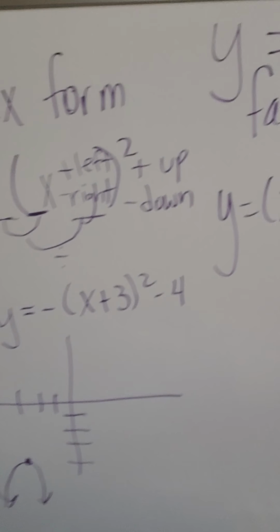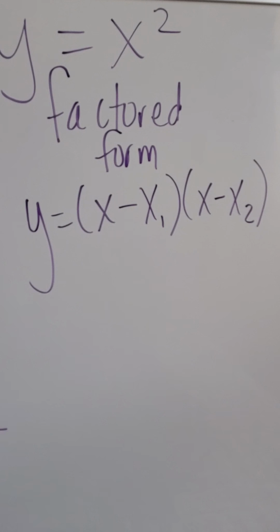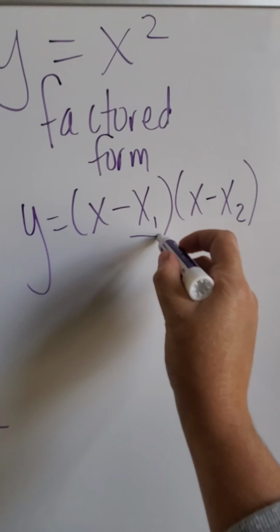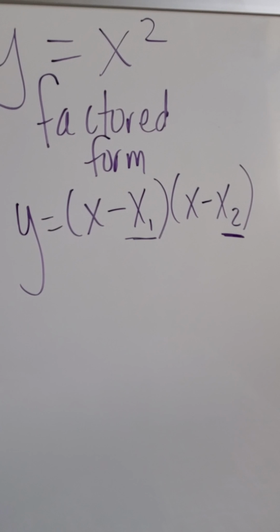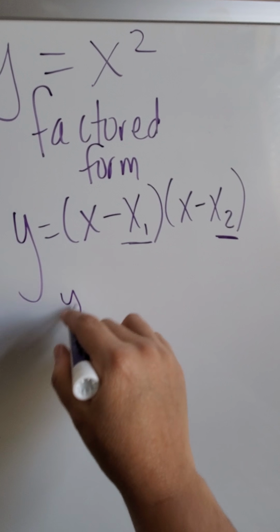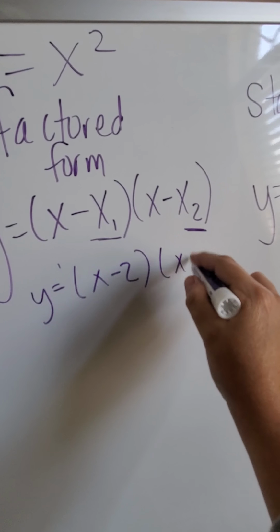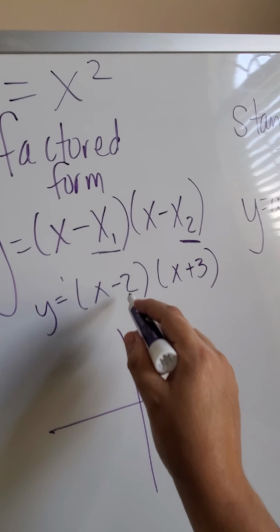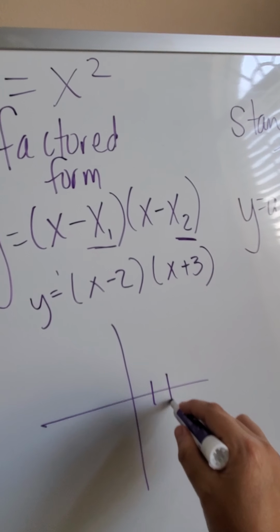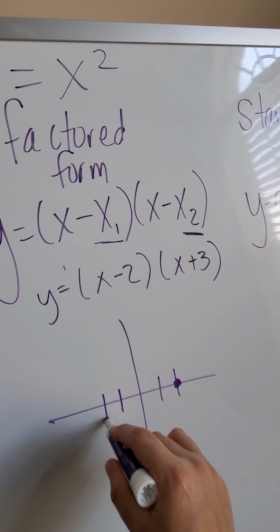All right, the next form is factored form. Now, the advantage of factored form is that whatever numbers are here and here, that's going to tell me where it crosses the x-axis, okay? So if I have y equals (x minus 2)(x plus 3), then I know that graph is going to cross at positive 2 and negative 3. 1, 2, 3.